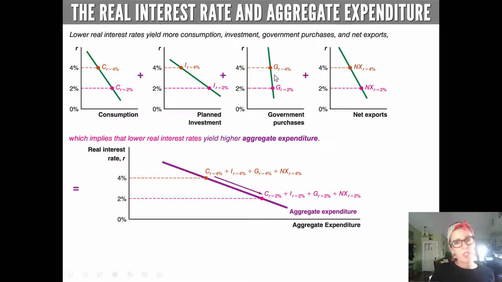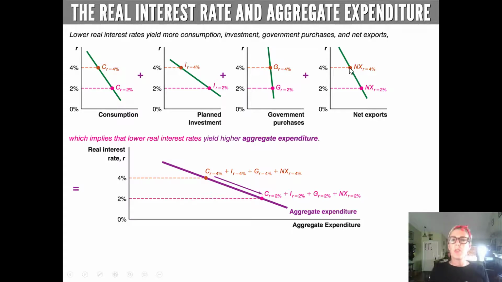Government's not so sensitive to interest rate, right? Got to bail out the economy from COVID, got to buy bombs, got to buy spending on national parks. They don't care as much about interest rates, so we're going to make their curve a little bit more vertical. And when interest rates drop, it might help them justify a little bit more spending, but not a ton.